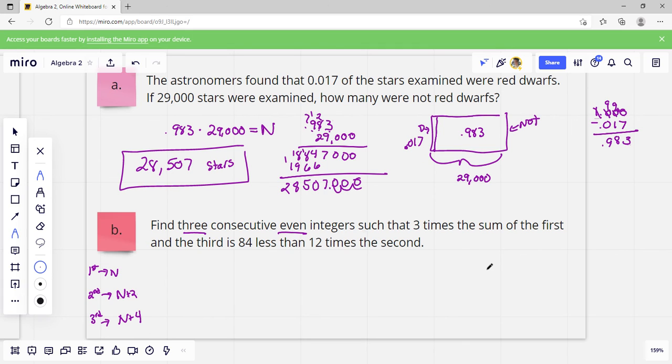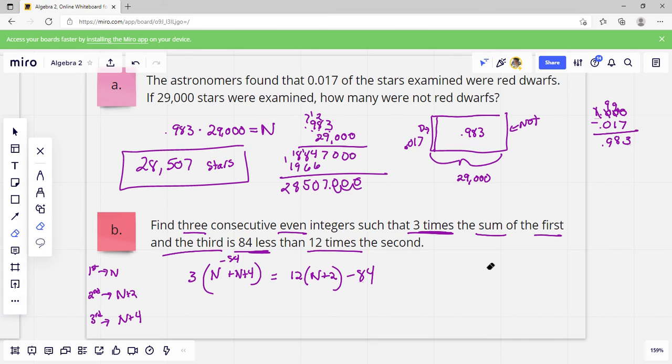Okay, such that 3 times the sum of the first and the third. So I need the sum of the first and the third. My first is n, and my third is n plus 4. And we're going to multiply that 3 times. Okay? Is 84 less than 12 times the second? So I'm going to do 12 times the second, which is n plus 2. Okay, and it says that this first side is 84 less than the other side, so that means I got to subtract 84 from the second side.